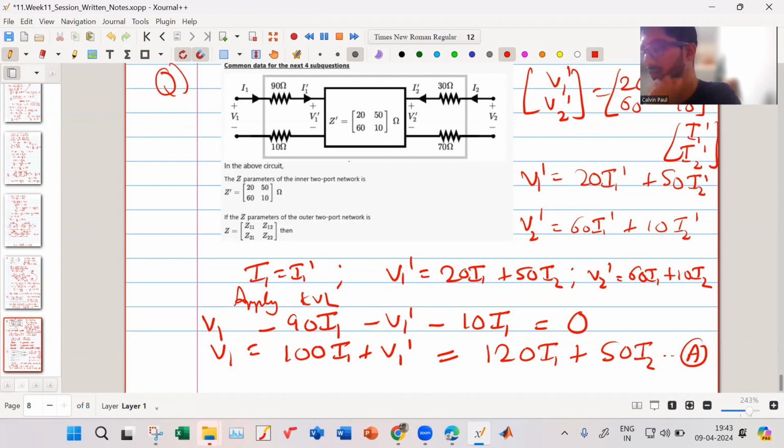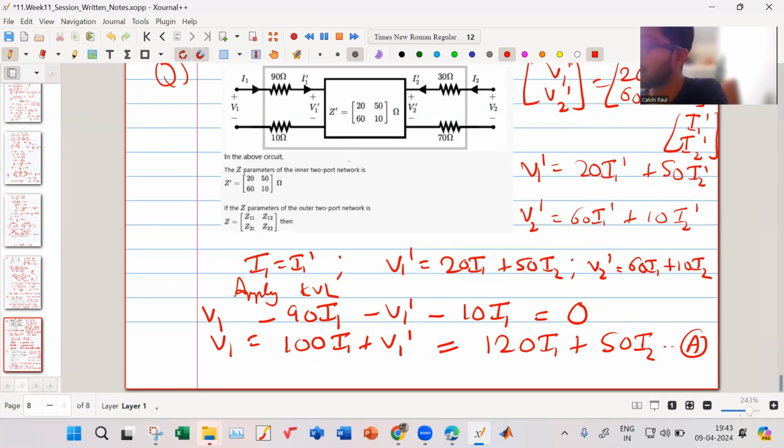Now we have the relation V1 in terms of I1 and I2. And similarly we should get V2 also in terms of I1 and I2. That's all. So now I will apply KVL in the outer loop, I will get V2 minus 30 I2 minus V2 dash minus 70 I2 is equal to 0.